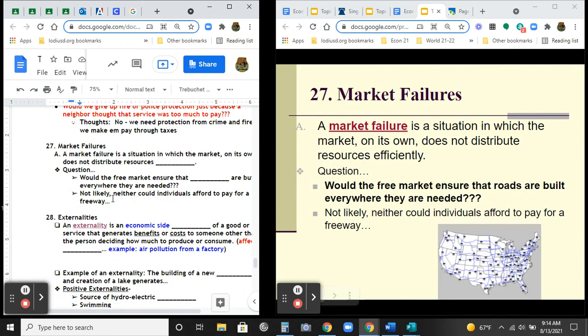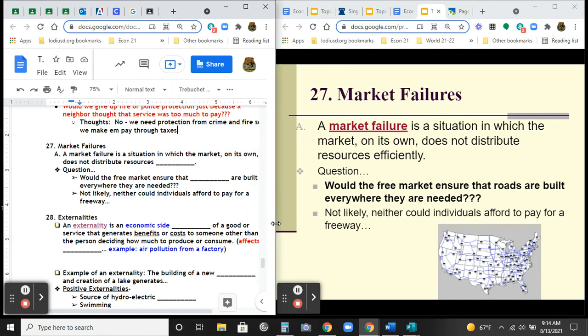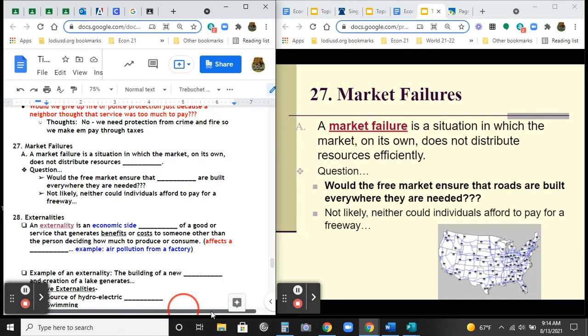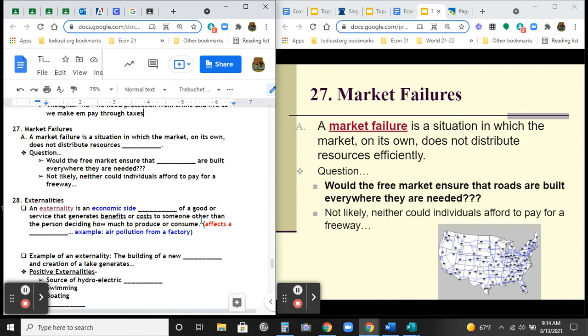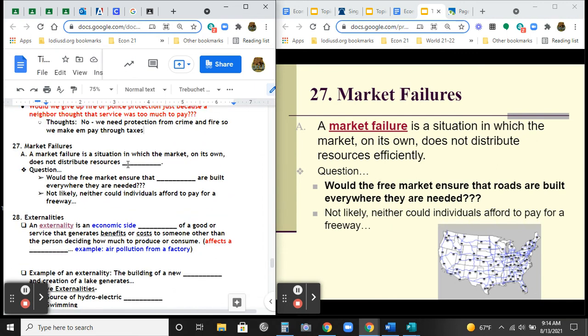Market failures. Sometimes, too much reliance on the market actually gets risky. A market failure is a situation in which the market on its own does not distribute resources efficiently. For example, the market wouldn't be into providing roads or bridges because you wouldn't make enough money off of it. So when you have market failures, it needs to step in as a public good. Would the free market ensure that roads are built everywhere they're needed? Probably not.